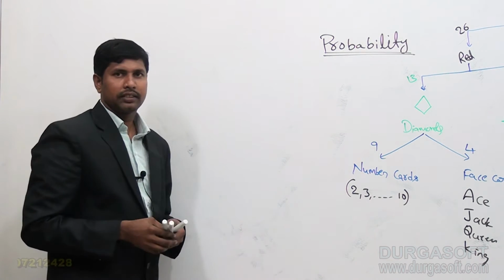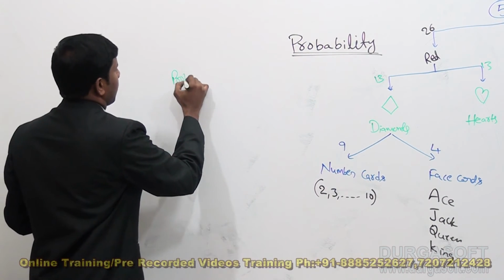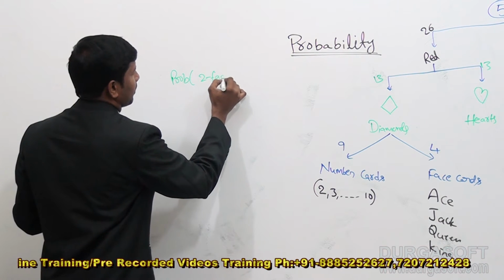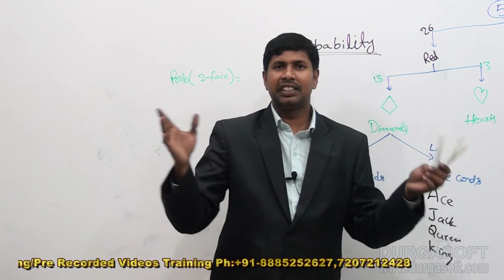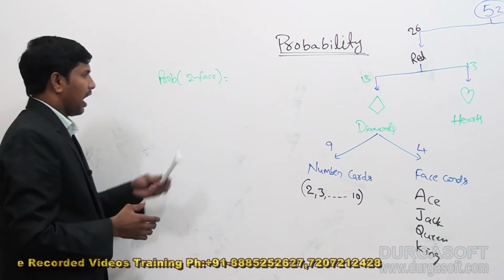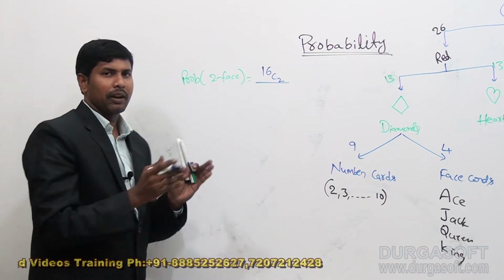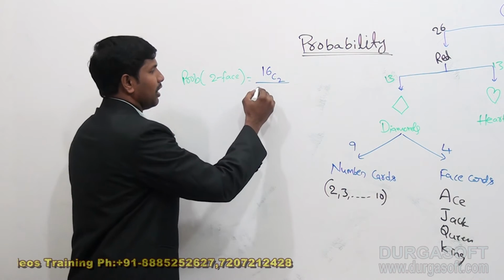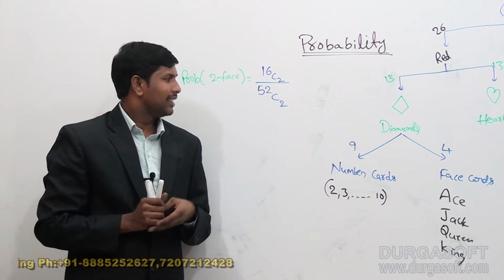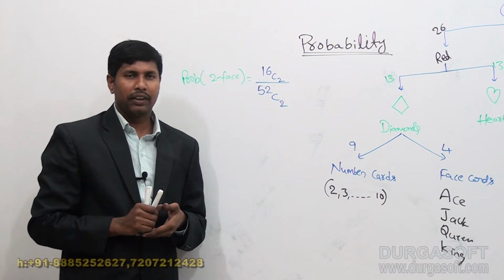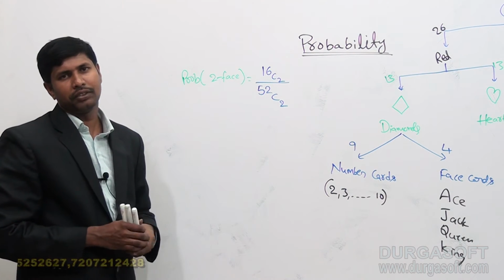Suppose I ask you to select 2 face cards, what is the probability of selecting 2 face cards? Totally 16 face cards are there. Out of 16 I want 2 face cards, so 16C2 by the total number of ways to select 2 cards, which is out of 52 selecting 2, 52C2. So we can select the required 2 face cards in 16C2 ways, and the probability is 16C2 by 52C2.